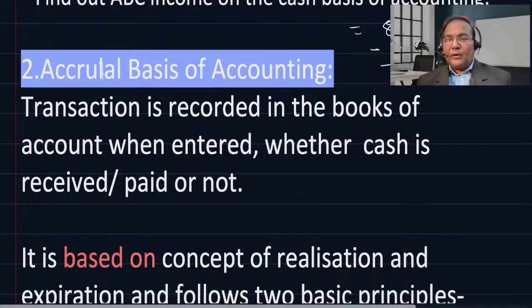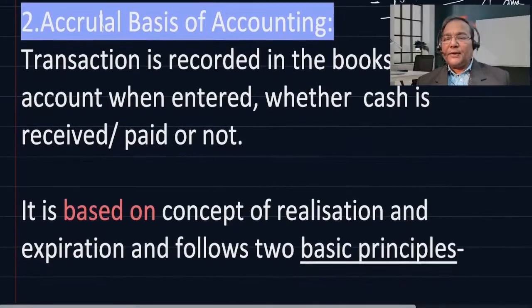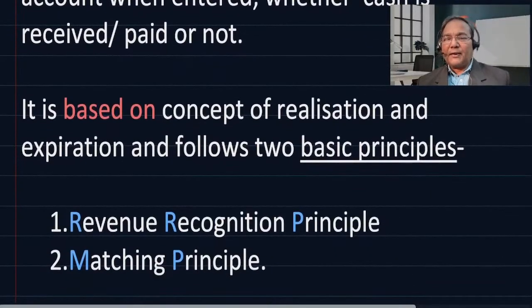So this is whether even if cash is not paid, it is recorded in the books of account. Now it is based on the concept of realization and expiration and follows two basic principles. So the concept of realization and expiration: realization means the benefit is going to be realized for expenses that have been incurred, and the benefit which has been received, it got expired. So it follows two basic principles.